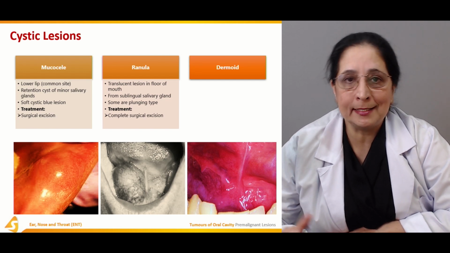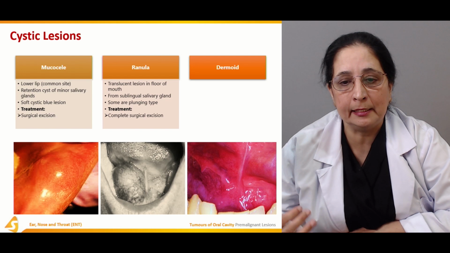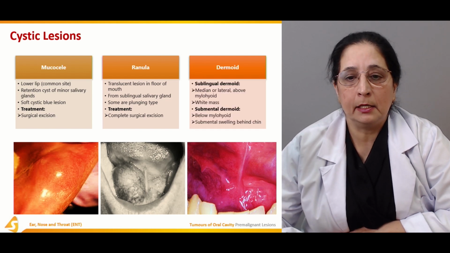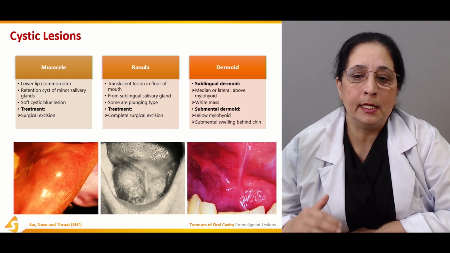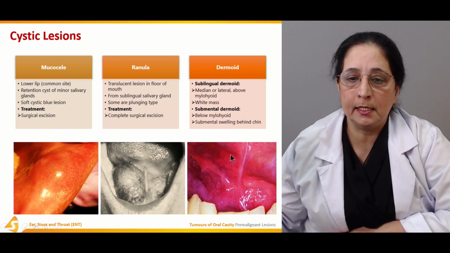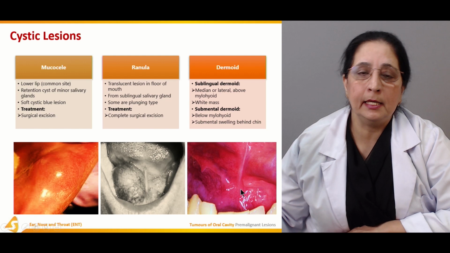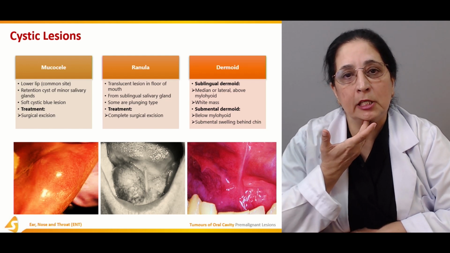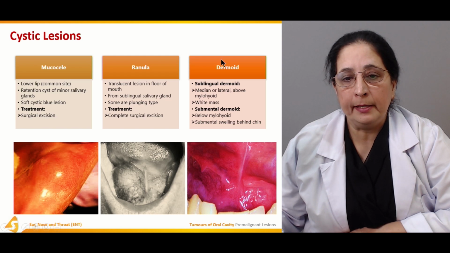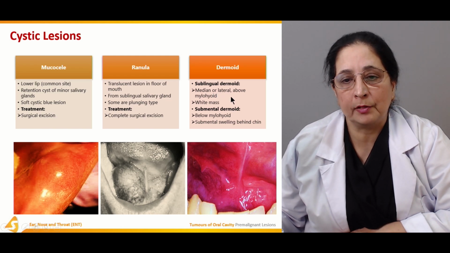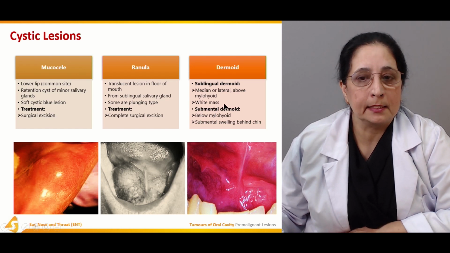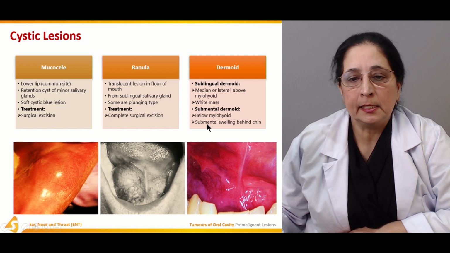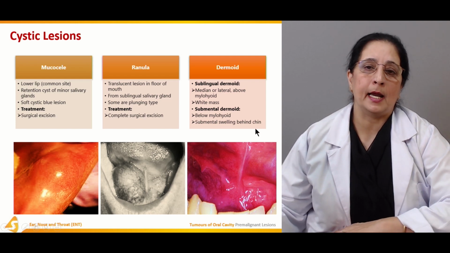Another is the dermoid cyst, a commonly used term, so it's a cystic lesion, the dermoid. It's two types, sublingual and submental dermoid. Sublingual is under the tongue, and then the other one is submental. Mental is for the chin, so it's under the chin. Sublingual is median or lateral, above the mylohyoid, and it's like a white mass. Then submental is below the mylohyoid, and there is submental swelling behind the chin.